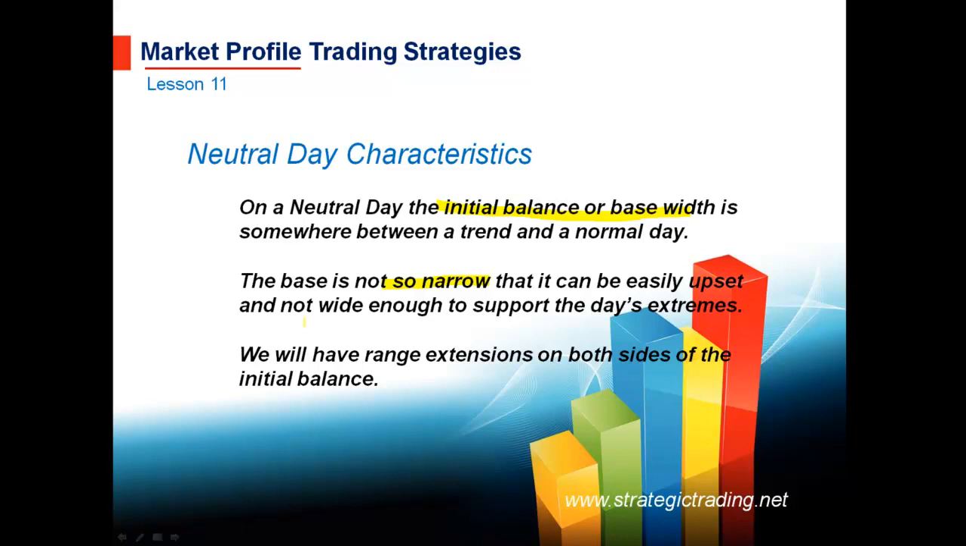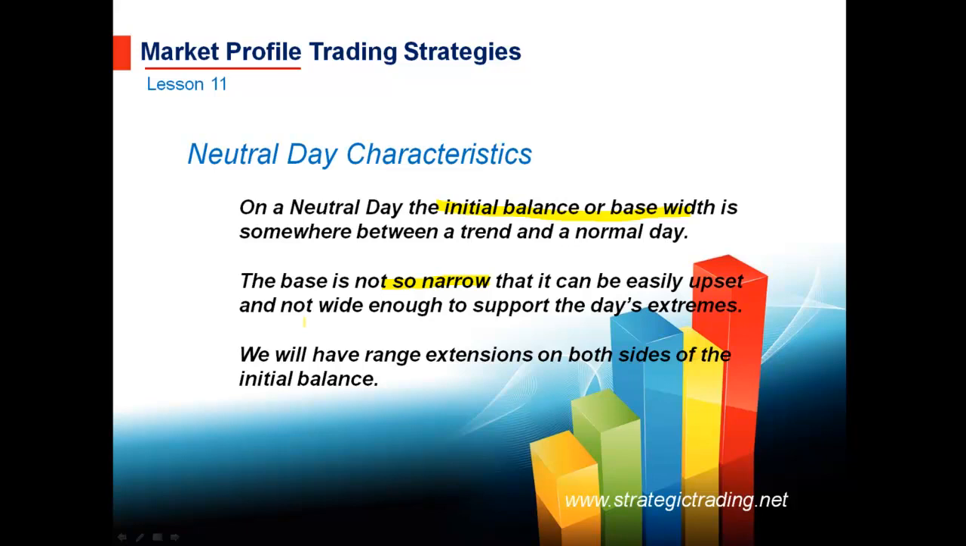If you have a lamp at home and your lamp has a small base, you'll find that your lamp has a propensity to drop or to fall down frequently. But if it has a wide, large base, it's stable. It sits in its place more securely. And the same holds true for our initial balance. When we get these narrow, small initial balances, they are likely to get upset sometime during the day. And we're going to see the day's extremes develop outside that initial balance, unless, of course, we end up with a completely non-trend day.